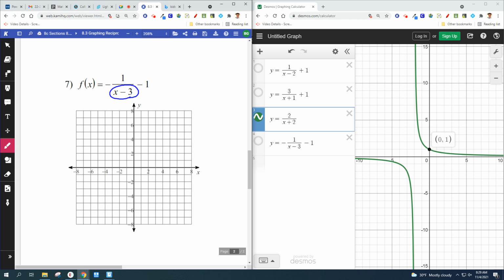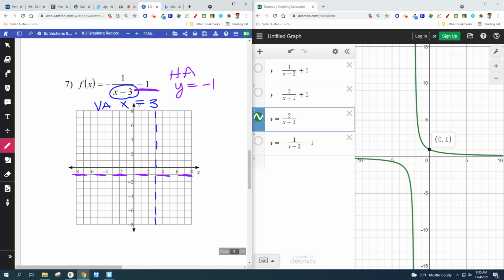All right. What's my vertical asymptote going to be? Right, x equals 3. So we're going to have a vertical asymptote at x equals 3. And my horizontal asymptote, y equals -1. I think everything I've written right here you should write down.